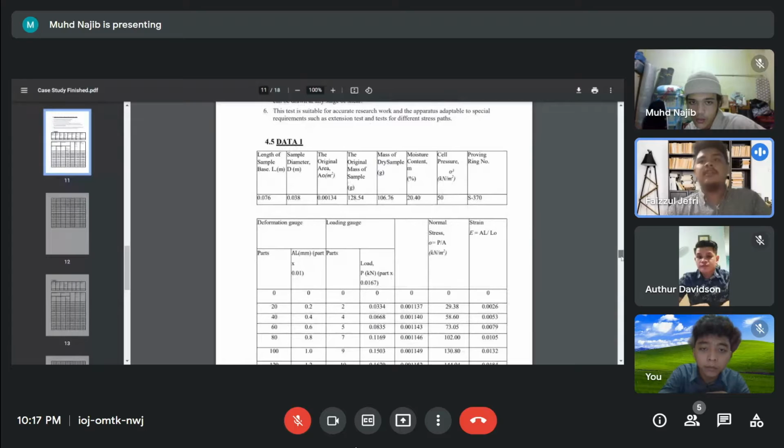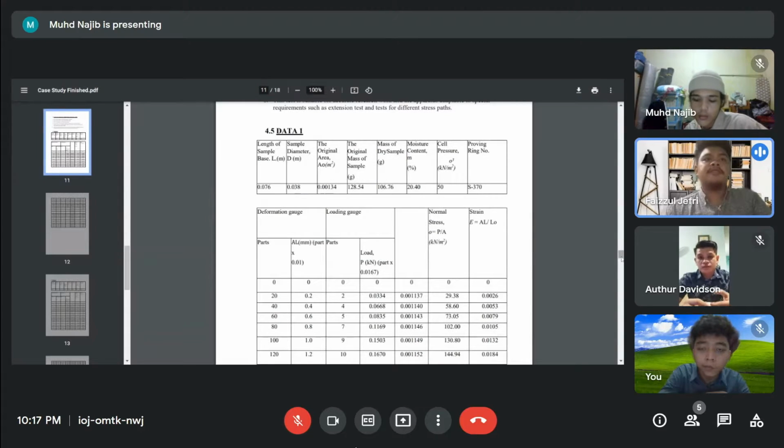Then I will explain about the data 1. So we have length of sample base in millimeter and in meter. It is 0.076 meter. Next, sample diameter in meter, 0.038. The original area in meter square is 0.00134. And then the original mass of sample in gram, we have 128.54 gram. Mass of dry sample is 106.76 gram.